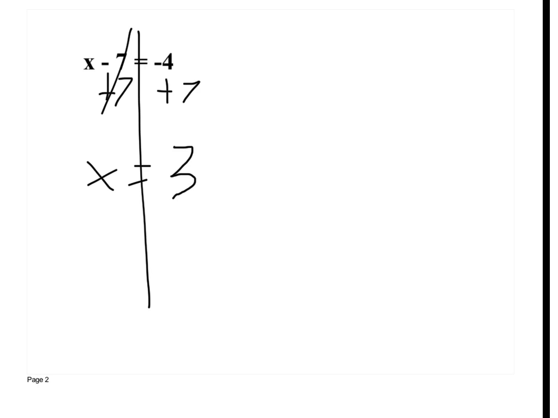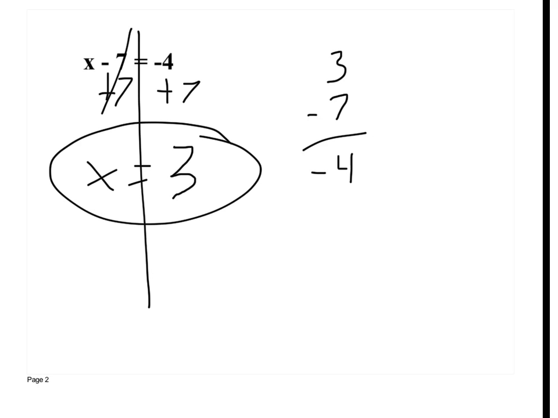Okay. Am I done? No, I haven't checked my work. So I plug 3 in for x. What is 3 minus 7? Negative 4. So what does x have to be? 3. Any questions?